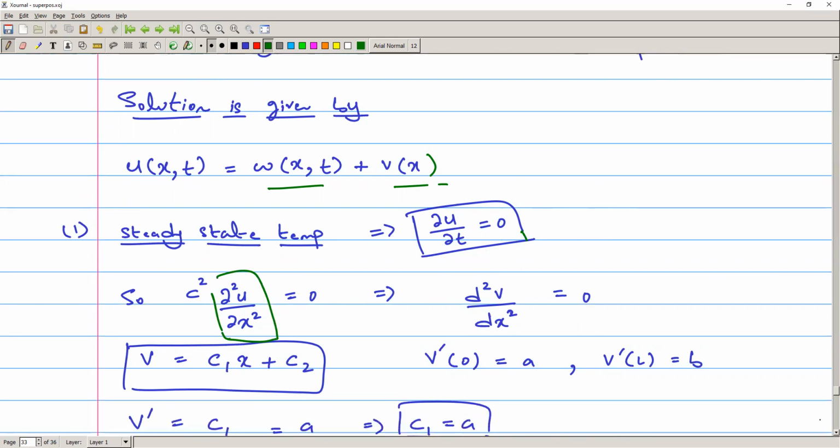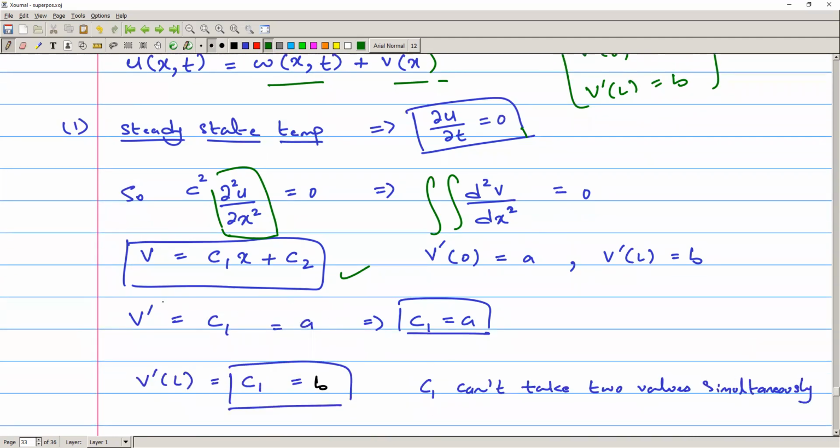Now temperature only depends on x, so we can write it in this way: d square v over dx square equals 0. We will solve by integrating it twice. We can integrate this twice to get the solution, that is c1x plus c2. Now similarly, we will apply the boundary conditions. From condition 1, we can see that v prime of 0 equals a, v prime of L equals b, right? So we will apply the boundary conditions to find c1 and c2.